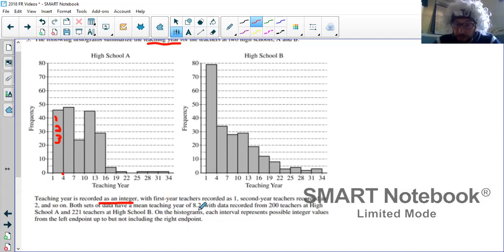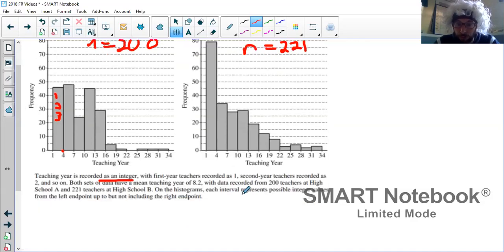Both sets have a mean of 8.2. 200 teachers at high school A, so over here our N is 200. 221 teachers at high school B. And this tells us what I mentioned earlier. Each interval represents possible integer values from the left, but not including the right. Meaning if someone had 4 years of experience, they're not in the bin to the left, they'd be in the 4 to 7 bin to the right, which is generally true for all histograms.